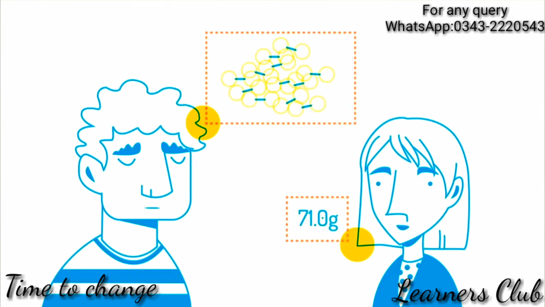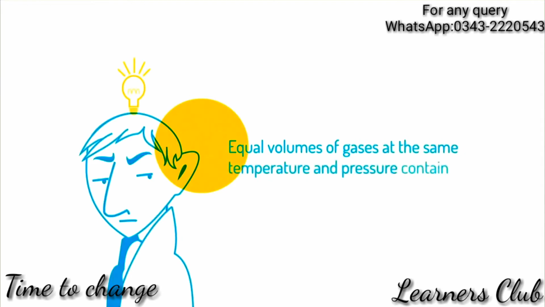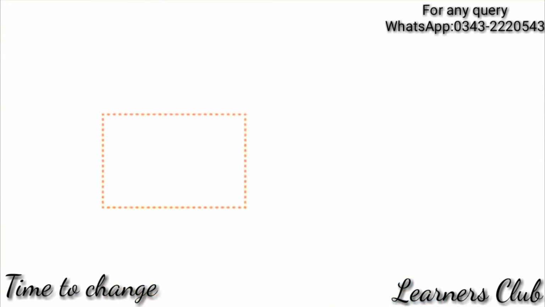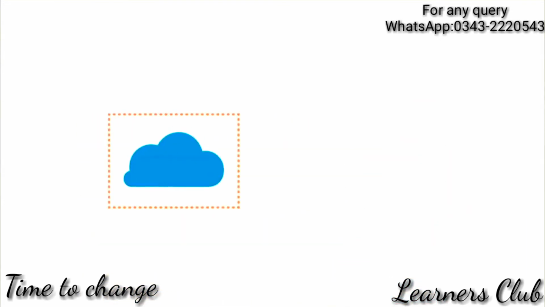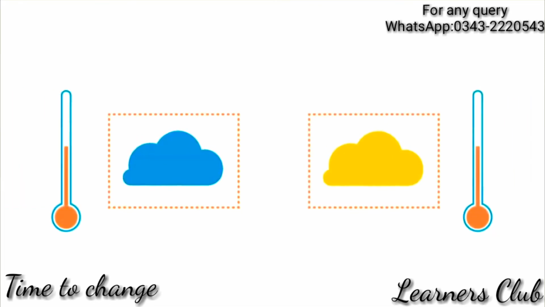In 1811, Avogadro proposed his hypothesis which stated, equal volumes of gases at the same temperature and pressure contain the same number of molecules. This hypothesis made it easier to perform calculations involving gases. This means that 1 mole of any gas will occupy the same volume as 1 mole of any other gas, provided that they are at the same temperature and pressure.